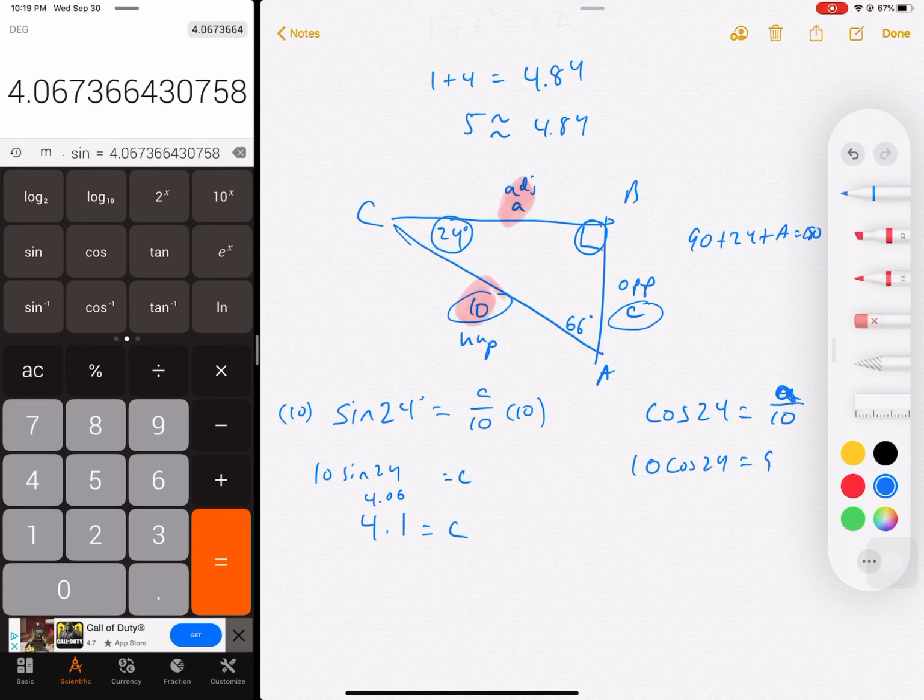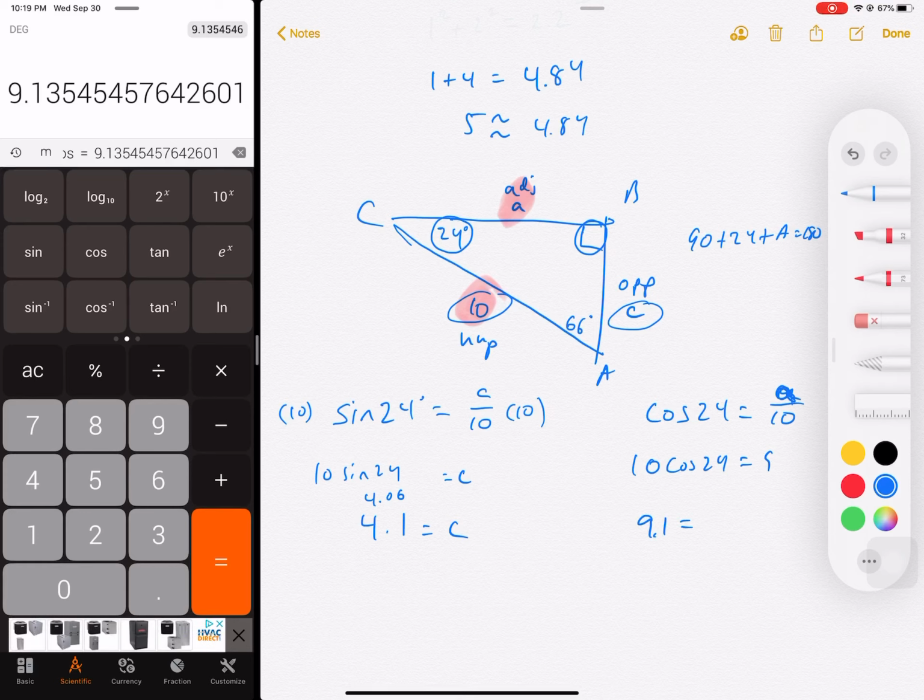And on the right side, let's do the next problem. 10 times 24 cosine equals 9.13. So 9.1 is our A value, side A. Okay, let's see if this makes sense relative to the problem. If I wrote 9.1 here and 4.1, okay, so my biggest angle, which is my 90 degrees, gives me my biggest side, 10. 66 degrees is a little bit less, so my side's going to be a little bit less. And 24 is my smallest angle, gives me my smallest side, 4.1.